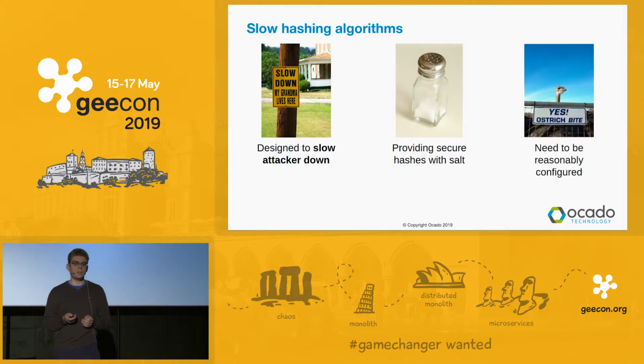And the third thing, very important, is that these slow hashing algorithms need to be reasonably configured. What I mean by that is every single one of them has a notion of a cost parameter, and we are in charge of that. We provide a cost parameter for a slow hashing algorithm to say how slow it should be. What slow means, I will explain a little bit later.